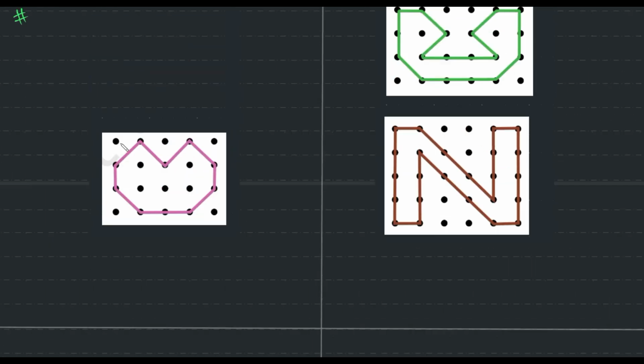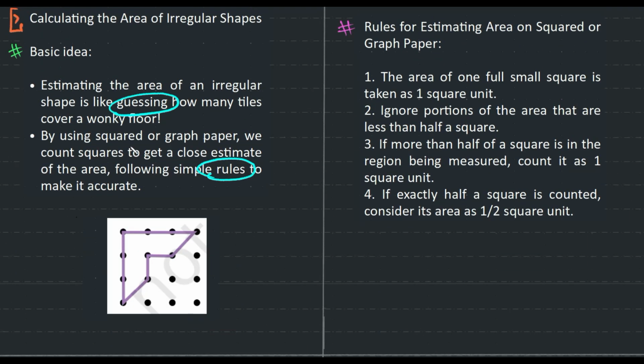So we need to do that first. And then what? Then start counting. Counting what? Counting the squares. The area of one full small square is taken as 1 square unit. Ignore the area that is less than half a square. If more than half, count it as 1. If exactly half, count it as half.